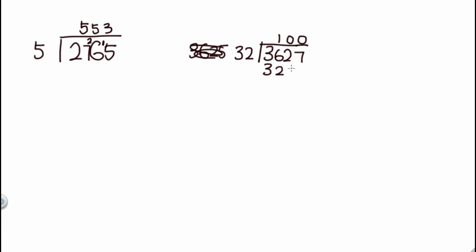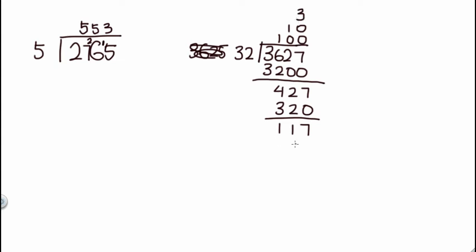So 32 times 100 would be 3200, and then what I would have left is 427. Right, and if I have 427, I can fit in 32 10 times, and so that'll be 320, and then I'll have 117 left. And with that, I can fit in 32 at most 3 times, and I have 96, and finally I have 21 left.